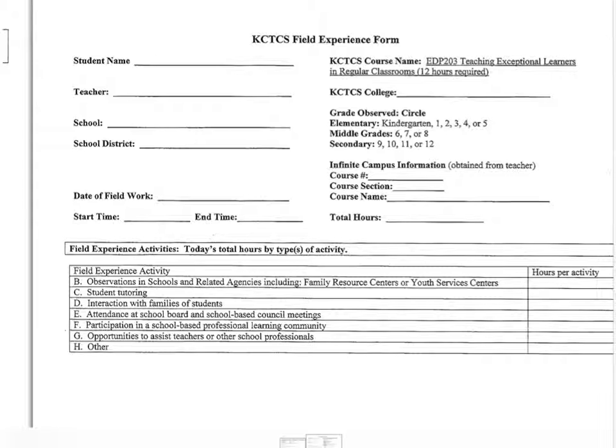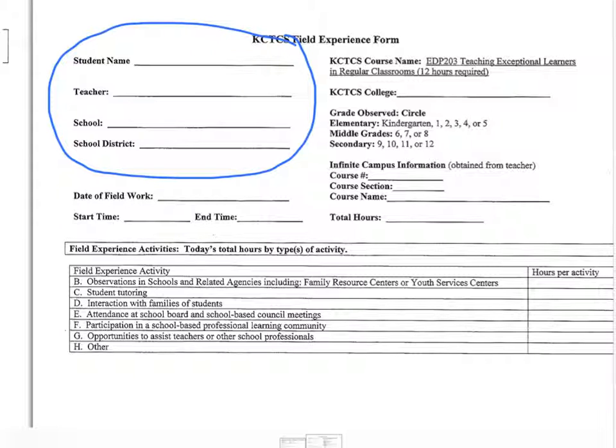I'm going to explain this form to you now as efficiently as I can, and always know that you can email or call me if you need additional clarification. The top left section of the form is pretty much self-explanatory. Your name, the teacher you are observing's name, what school you are in at the time, and what school district, for example, Hopkins County, Fayette County, Muhlenberg County, Webster County.